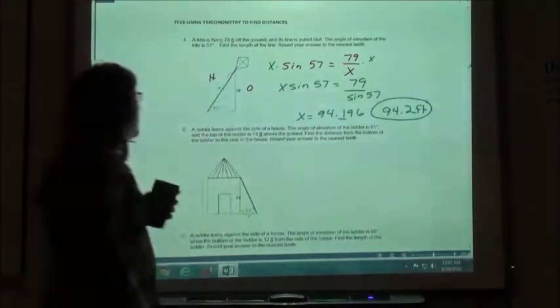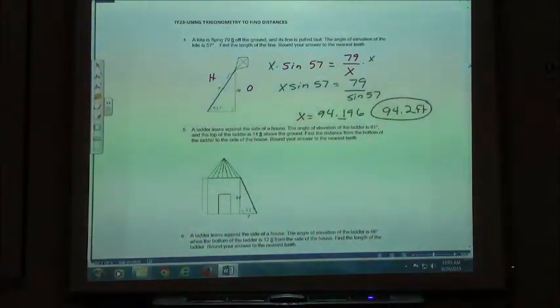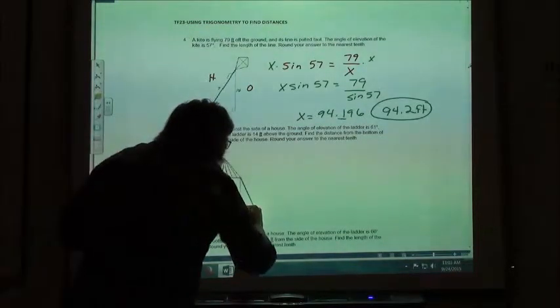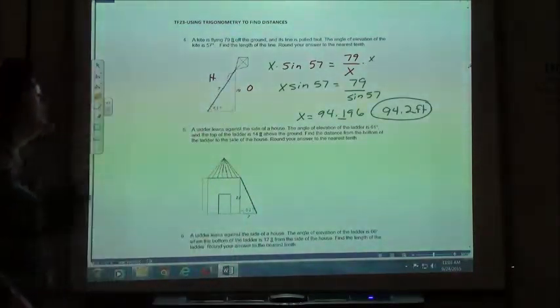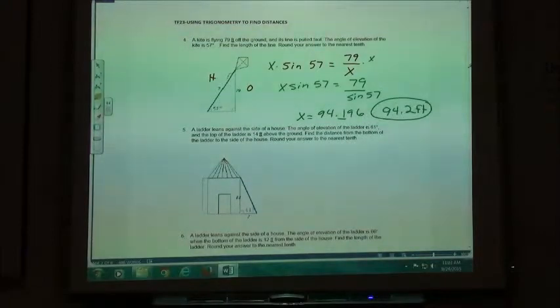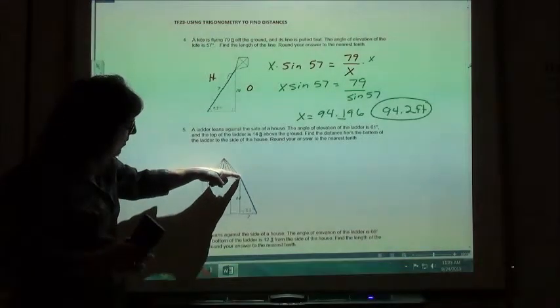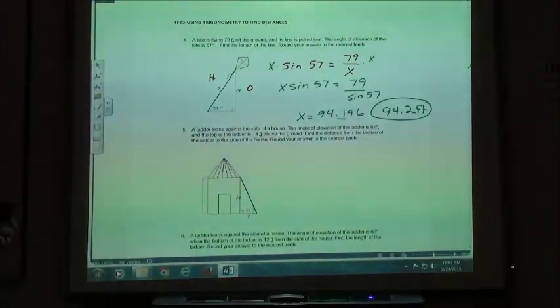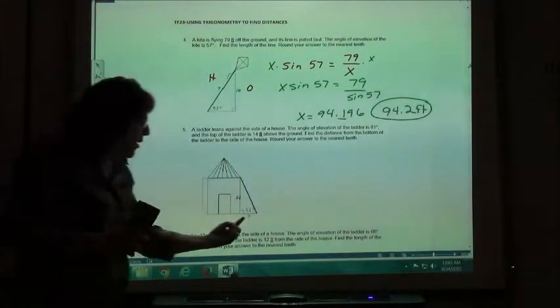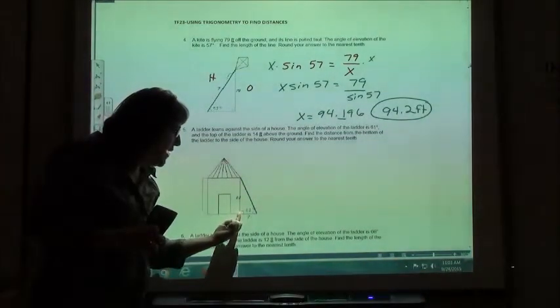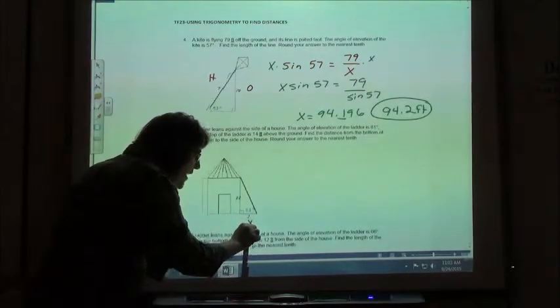Number 5 says a ladder leans against the side of a house. The angle of elevation of the ladder is 61 degrees. So again, from the ground up is the angle of elevation, 61 degrees. The top of the ladder is 14 feet above the ground. So they measured up here, it's 14 feet. Find the distance from the bottom of the ladder to the side of the house. So I'm looking from the bottom of the ladder to the side of the house. I'm looking for this side down here.